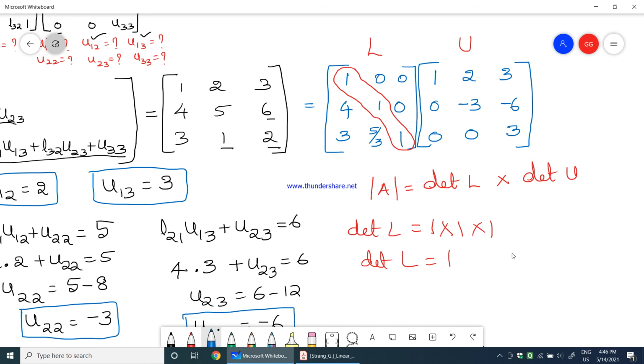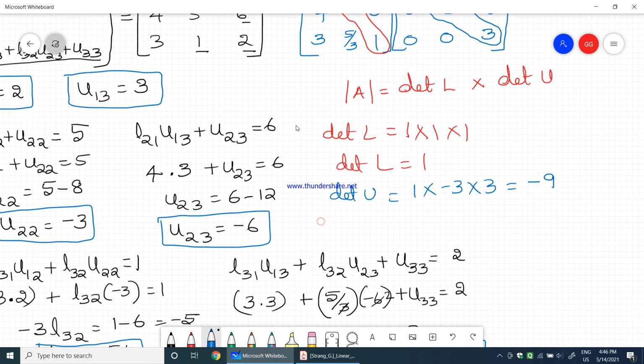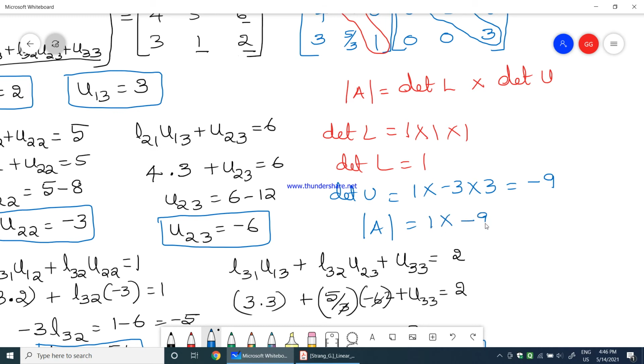Similarly, the determinant of the U matrix is not equal to 1 because you have different elements here. So 1 into minus 3 into 3, which is equal to minus 9. Therefore, the determinant of matrix A is equal to 1 into minus 9, which is equal to minus 9.